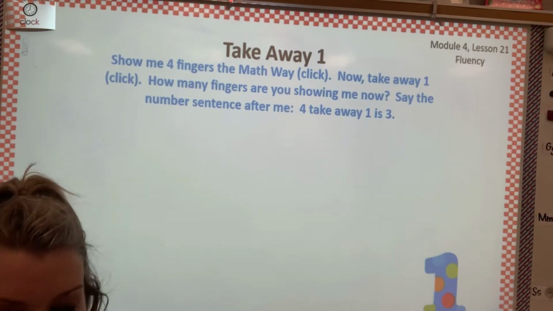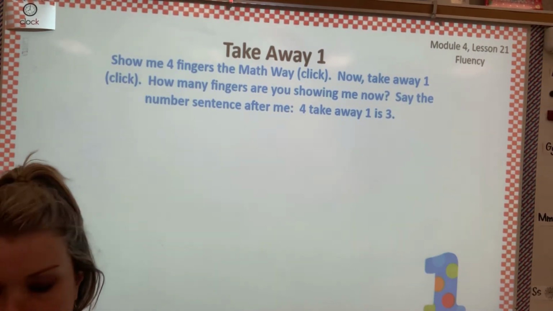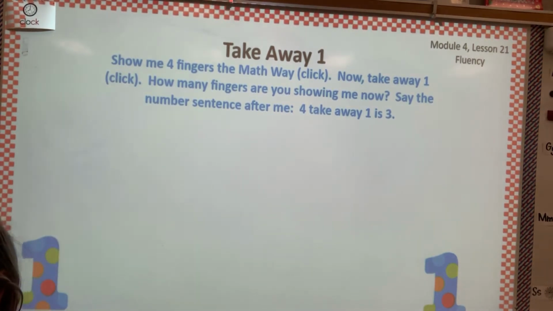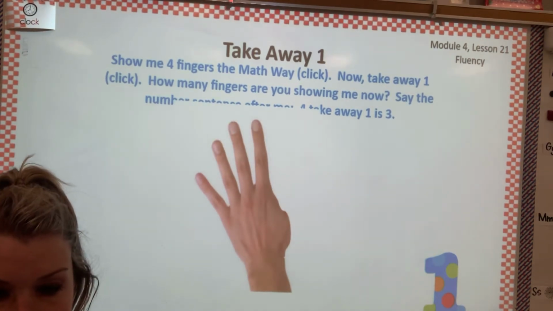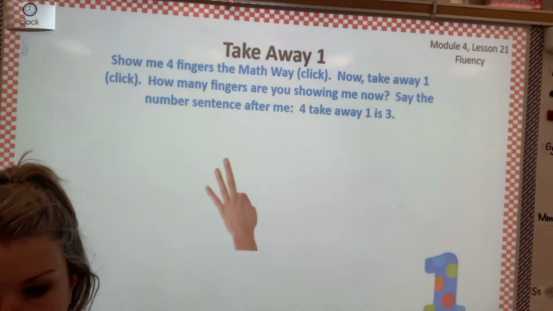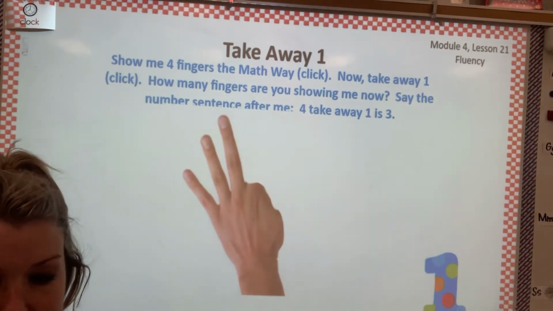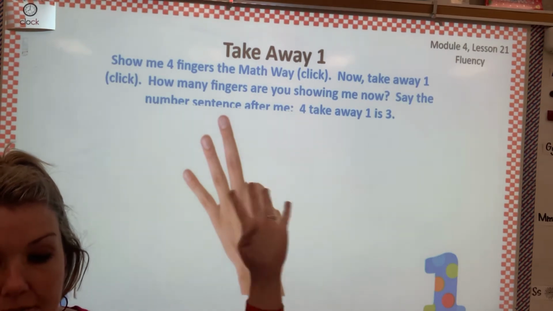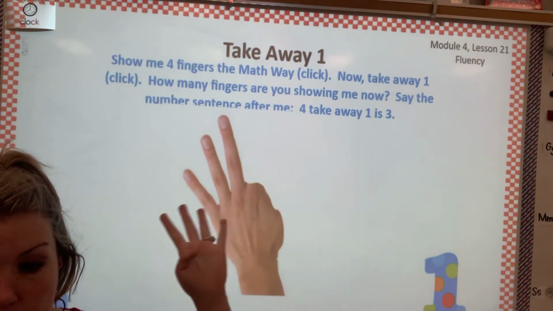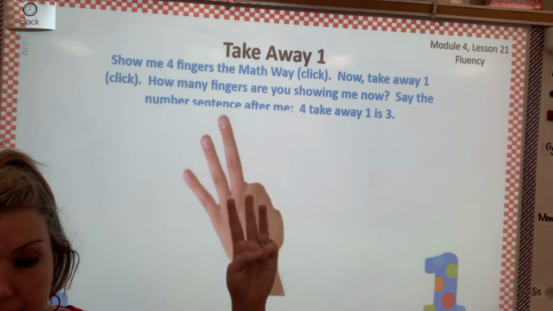Show me 4 fingers the math way. Now take away 1. How many fingers do you have? 3. Let's say the number sentence. 4 take away 1 is 3.